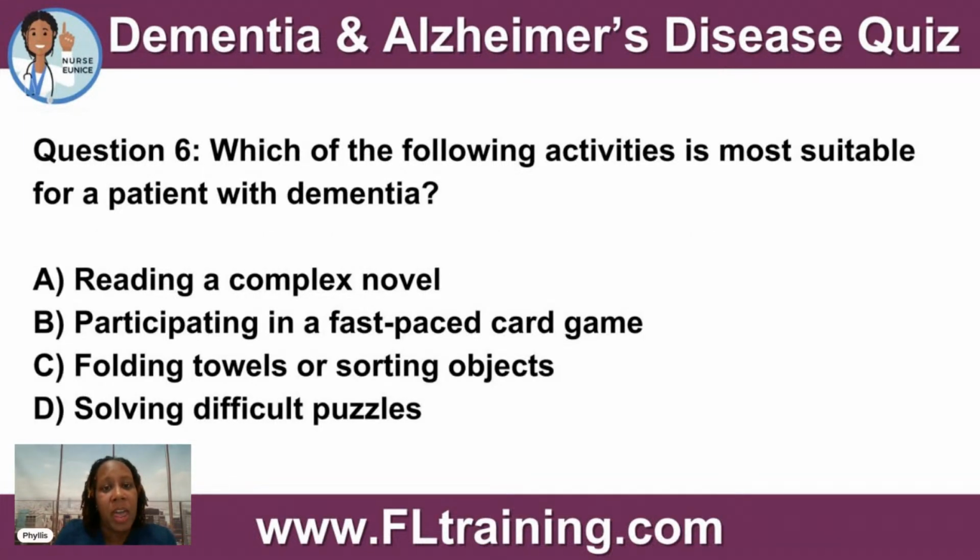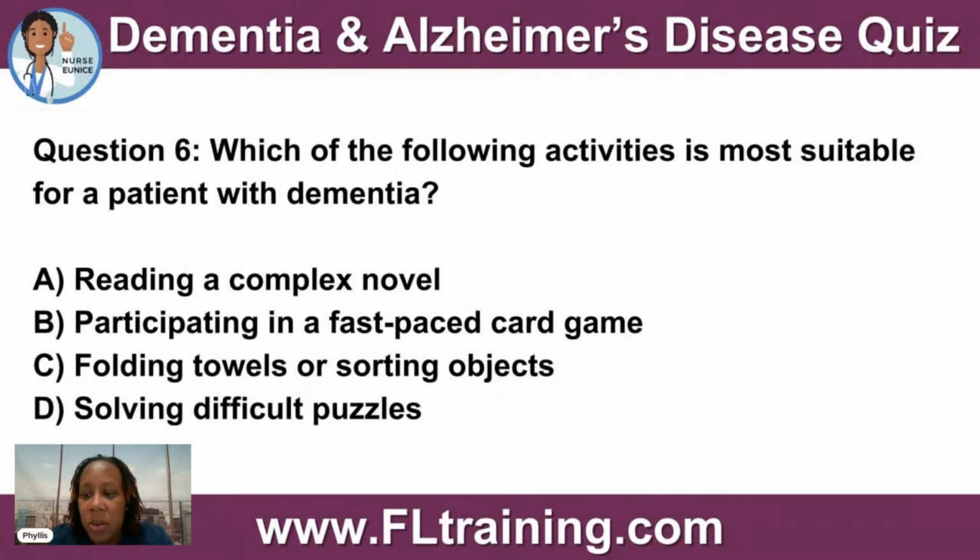Which of the following activities is most suitable for a patient with dementia? A, reading a complex novel. B, participating in a fast-paced card game. C, folding towels or sorting objects. D, solving a difficult puzzle.